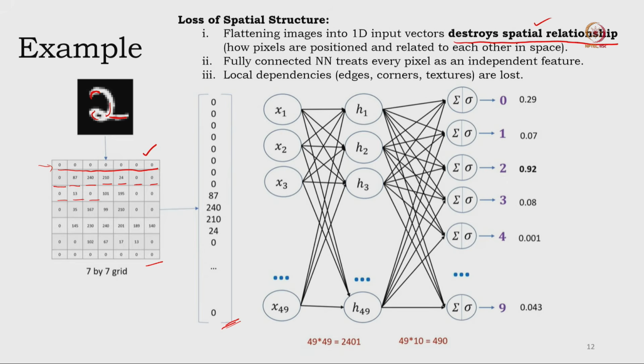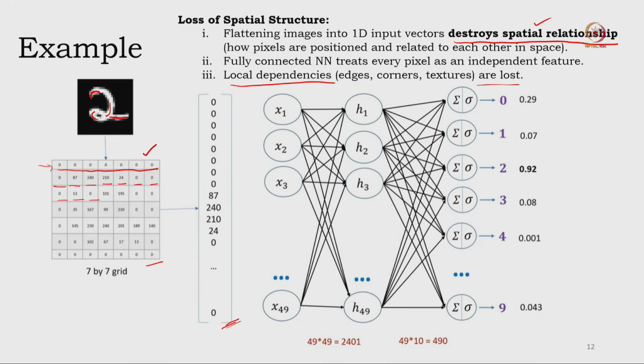So the minute you convert a matrix into a single vector, what exactly is happening? The spatial relationship is lost. Along with that, the local dependencies are also lost. What do you mean by local dependencies? There will be no more edges or corners when it comes to a single vector. So, this is the problem.